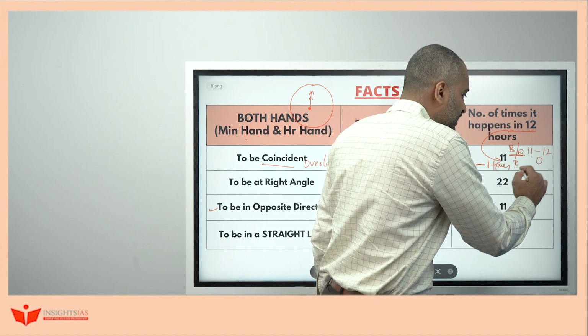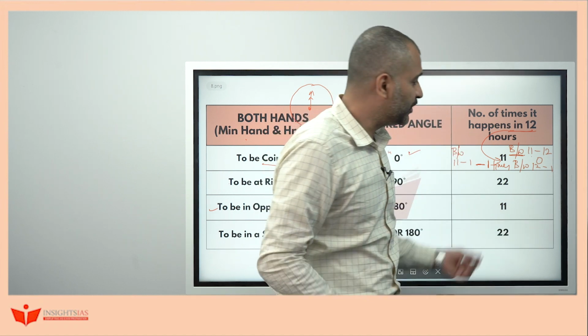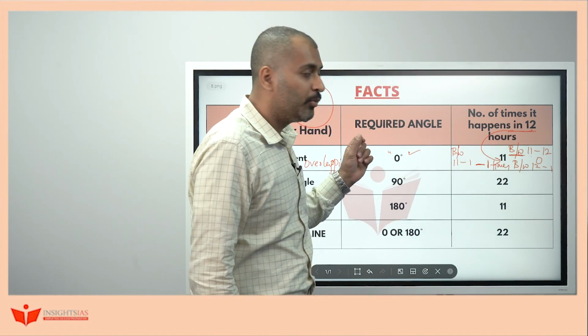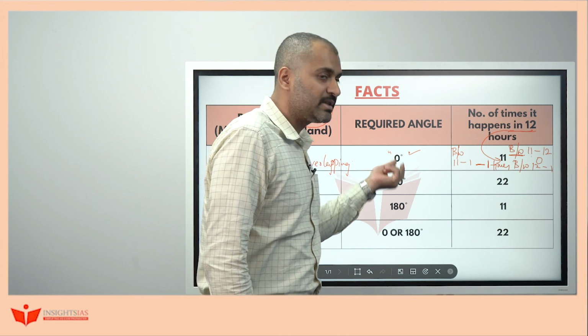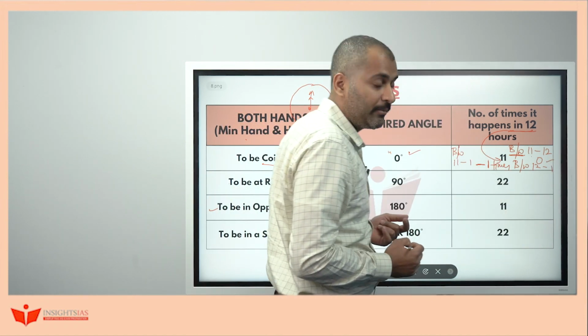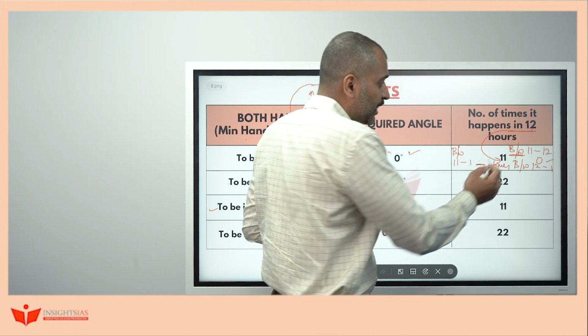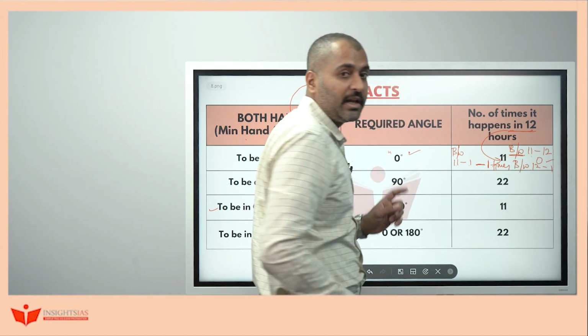Now, if the question is between 12 and 1, how many times will both hands be overlapping or make an angle of 0 degree? The same answer, that is 0 times. But if the question is between 11 and 1, how many times? 1 time. In 12 hours, it is 11 times.